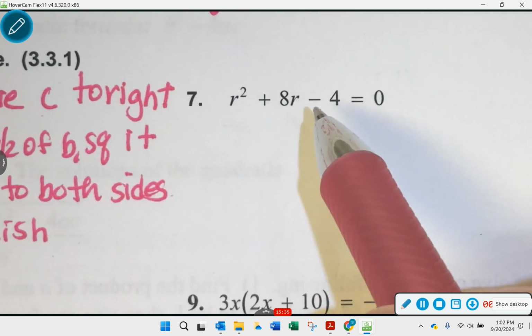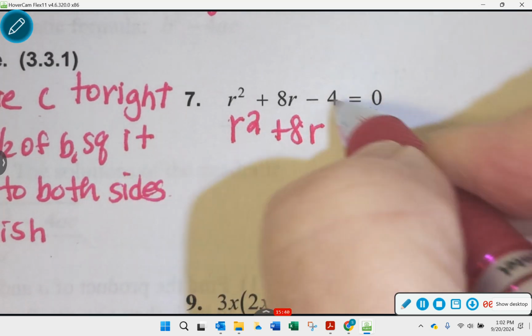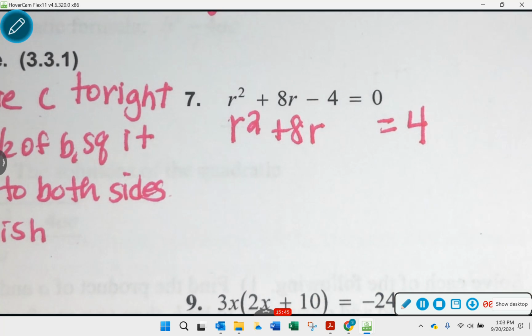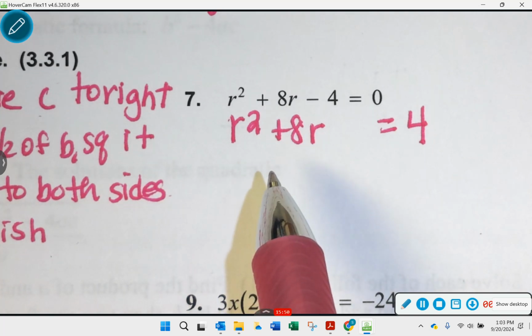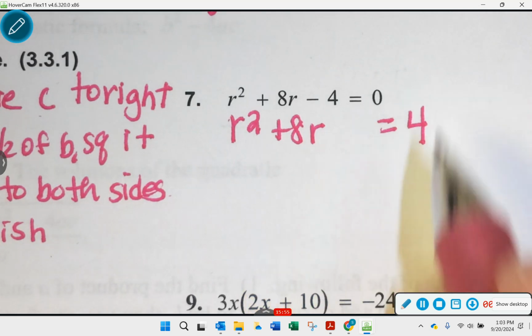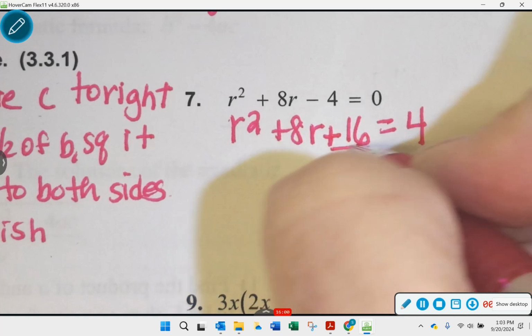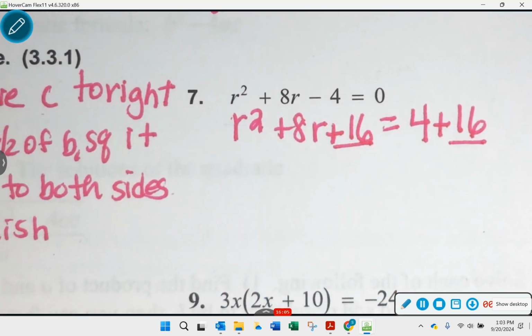Do you remember what I do first? Add 4. So if I add 4, it's going to become positive 4 over here. Can you tell me what I'm going to add to both sides? Do you know it, Isabel? Good. We take half of 8 is 4, squared is 16. I add 16 on the left, so I also have to add it to the right. See if you can finish this problem. If you get stuck, just look up here, but try it on your own.